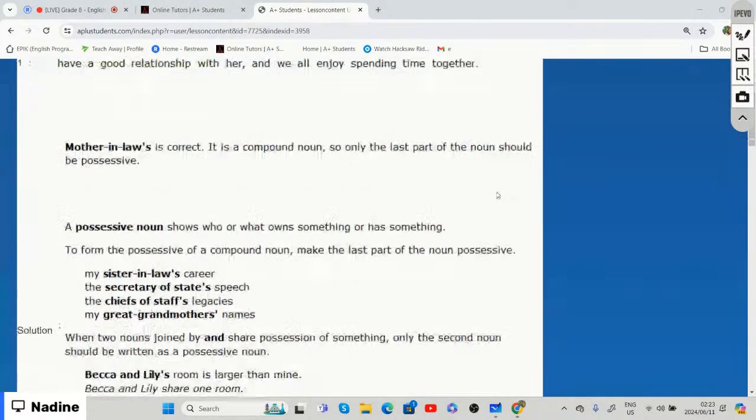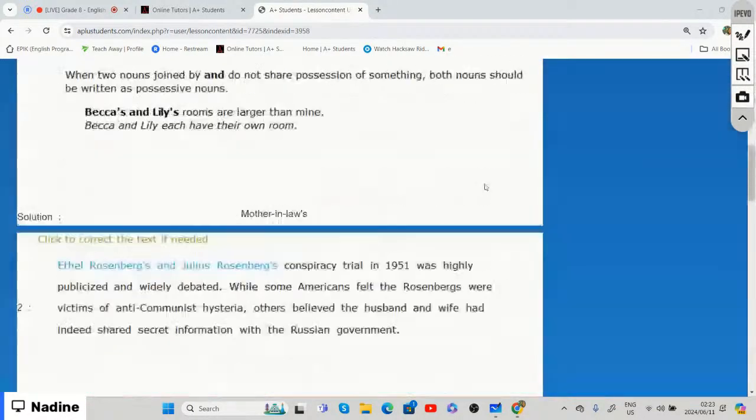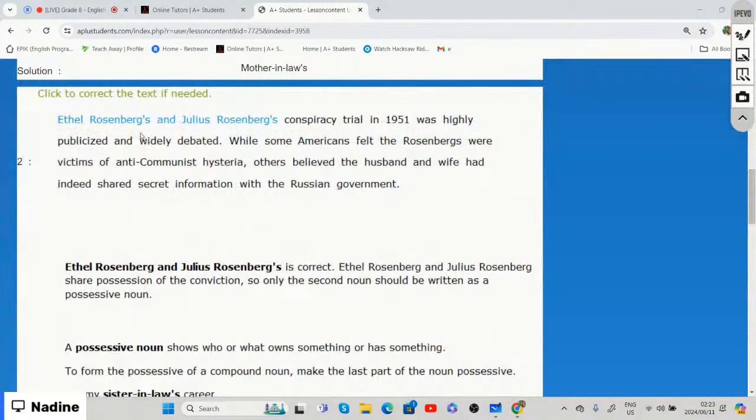All right, let's correct another one. It says click to correct the text if needed. Ethel Rosenberg's and Julius Rosenberg's conspiracy trial in 1951 was highly publicized and widely debated. While some Americans felt that the Rosenbergs were victims of anti-communist hysteria, others believed the husband and wife had indeed shared secret information with the Russian government.